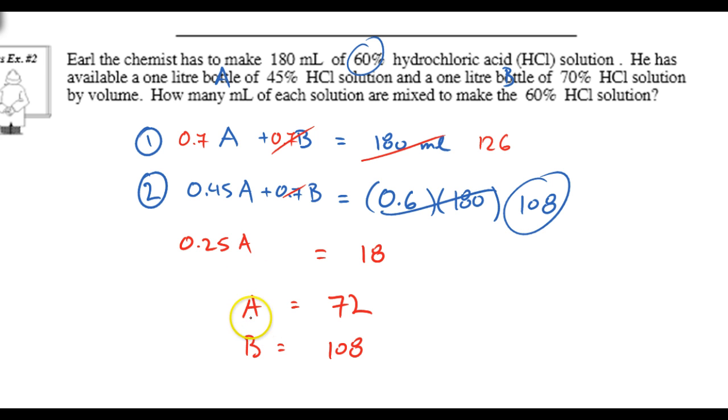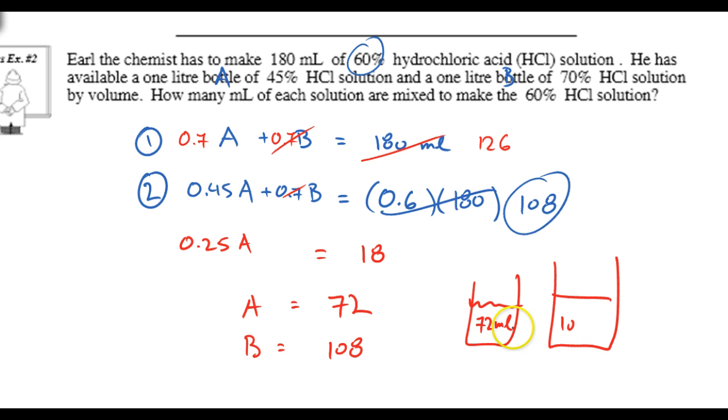So what do these represent? A and B represent the amount of each solution, water and HCl included, in the bottles. It says how many milliliters of each solution are mixed to make the HCl solution. So these are the originals. In bottle A, if we had our chemistry beaker, we'd have 72 milliliters, and bottle B might be a little bit bigger, 108 milliliters. So these two solutions, when mixed together, are going to come up with 180 milliliters of the final solution.